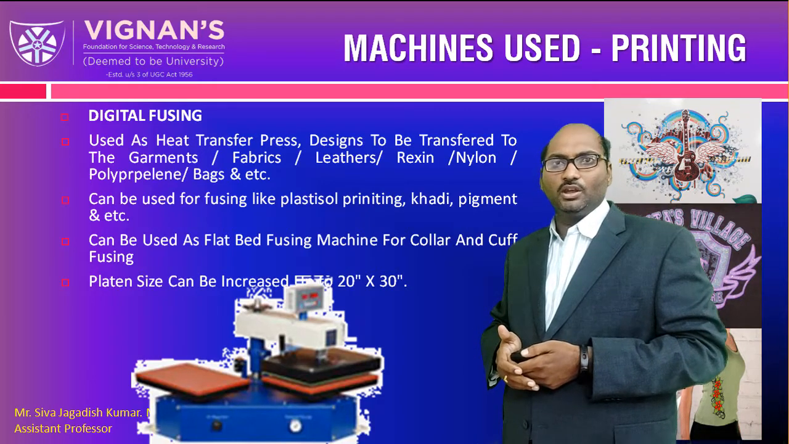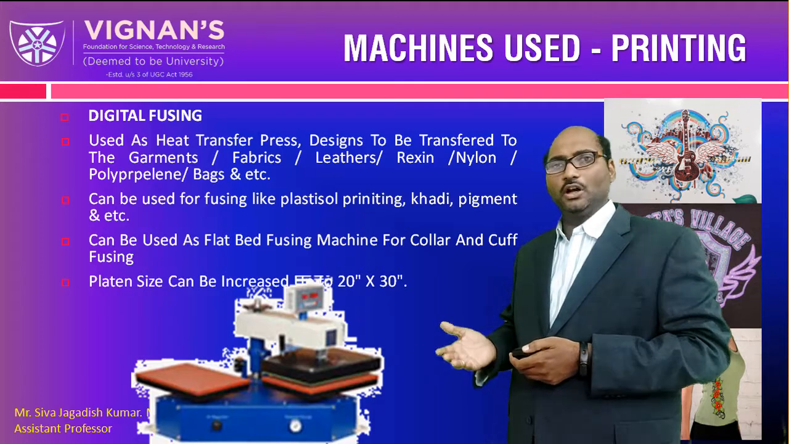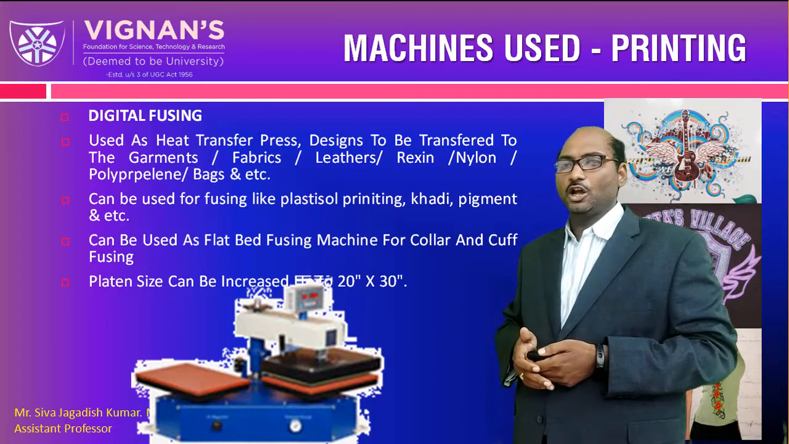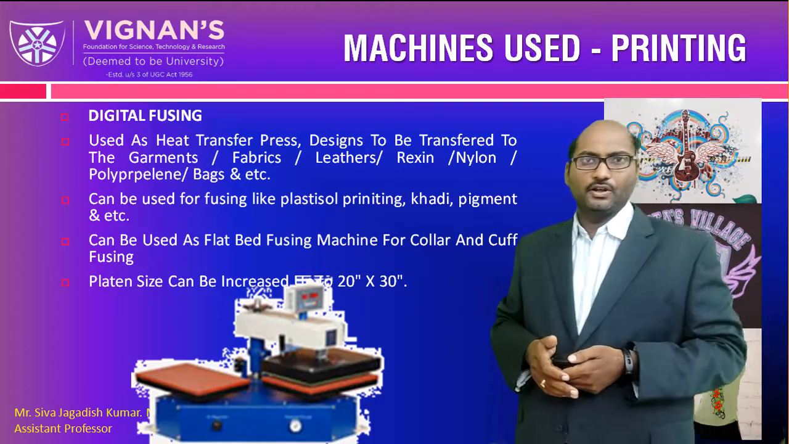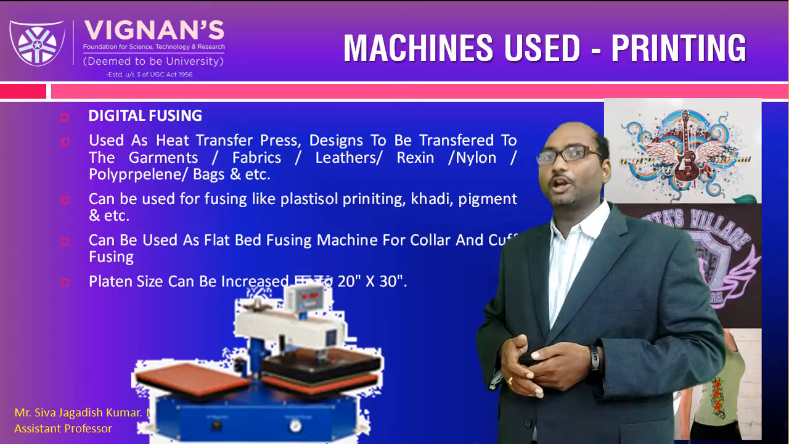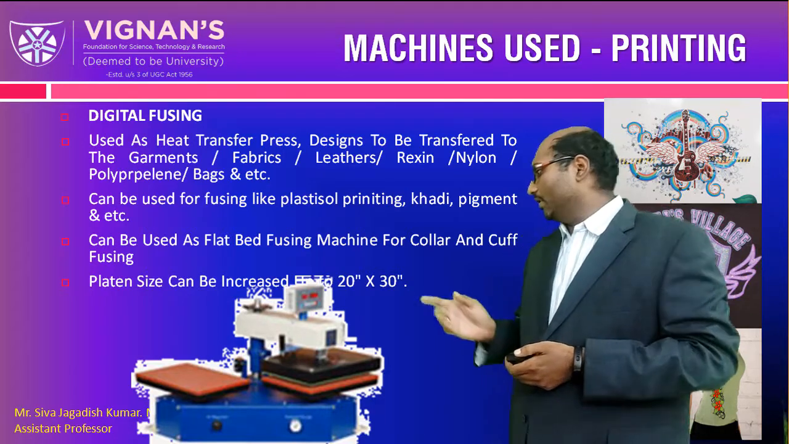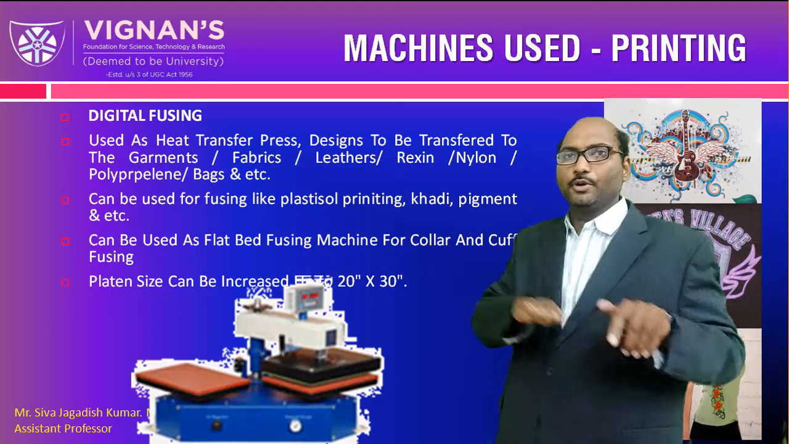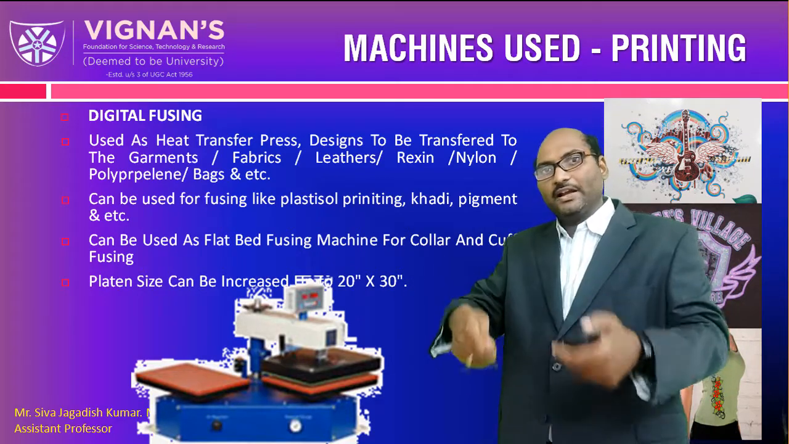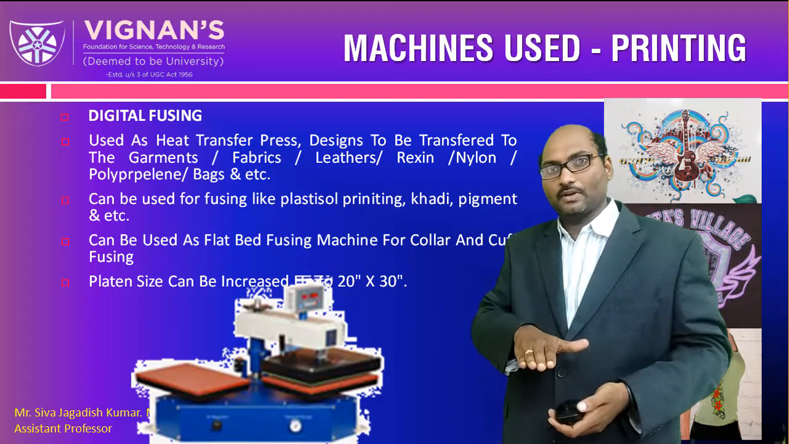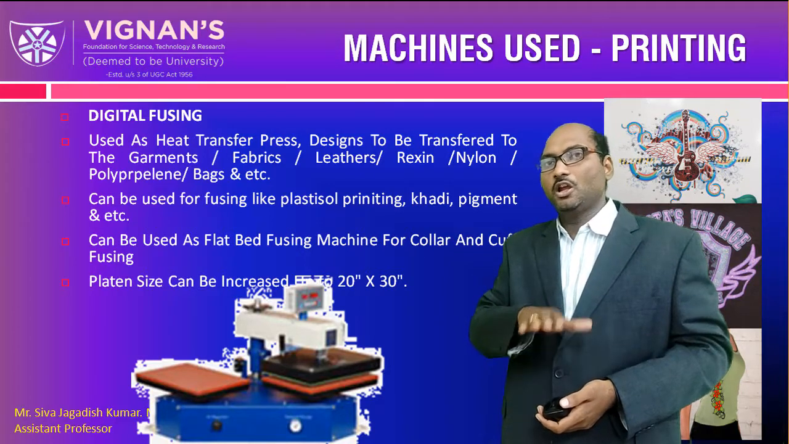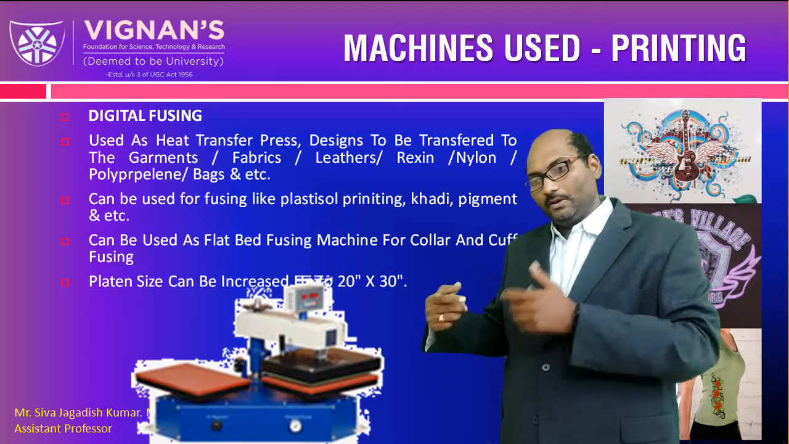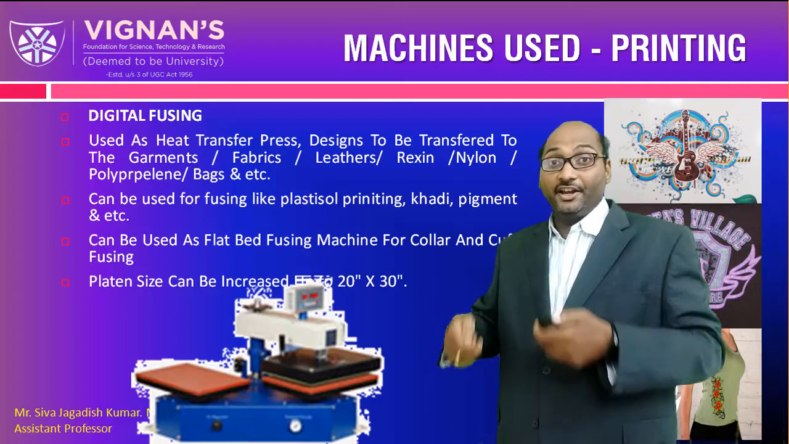The same can be used for fusing, and the same can be used for curing of plastisol prints also, which will give the pressure and also the temperature. The figure which is showing is the tandem fusing press, which will have two heads. On one head the garment will be kept, so when it is applying pressure and heat, the other head will be readied by the operator.